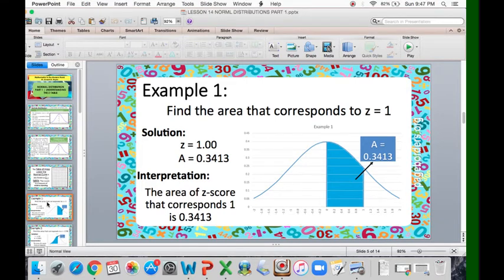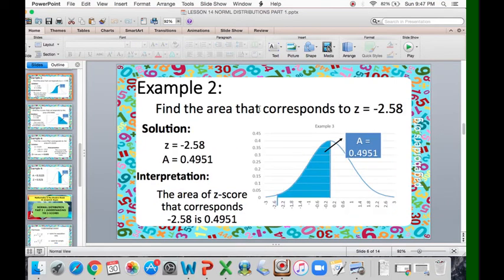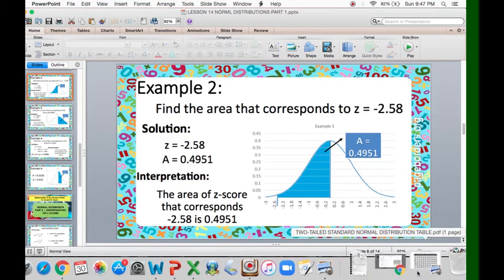Okay? Example 2. Find the area that corresponds to z equals negative 2.58. In this portion, we are looking for negative. Okay? So the area is 0.4951. Let us assume that this is positive, right? Kasi 2 tilde naman tayo. So, let us assume that this is positive 2.58. So, let's see here.